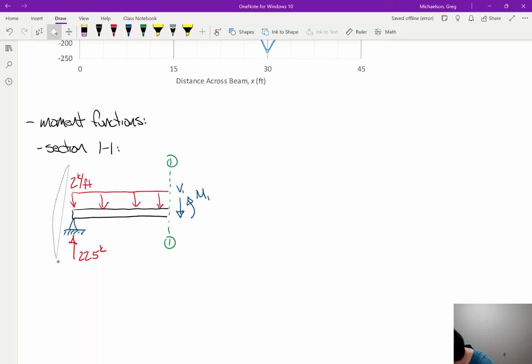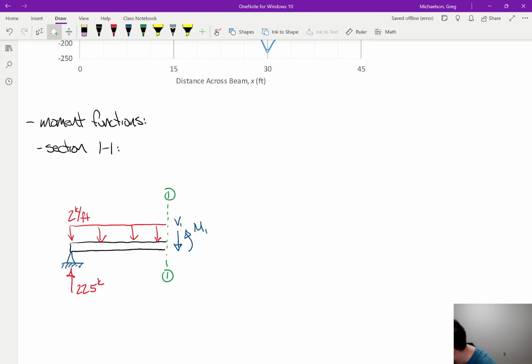Let's go ahead and lower this a little bit. Let's get that out of the way so that it's just a little bit out of the way. Okay, all right. So now we need to derive a moment function.